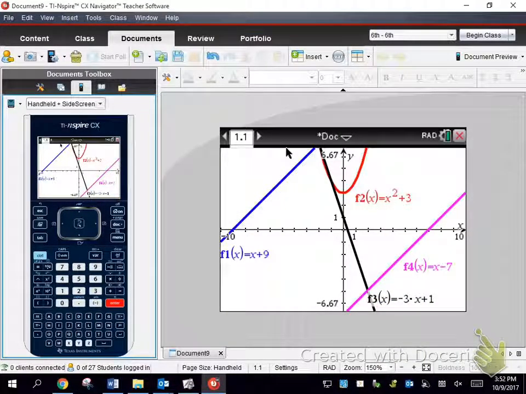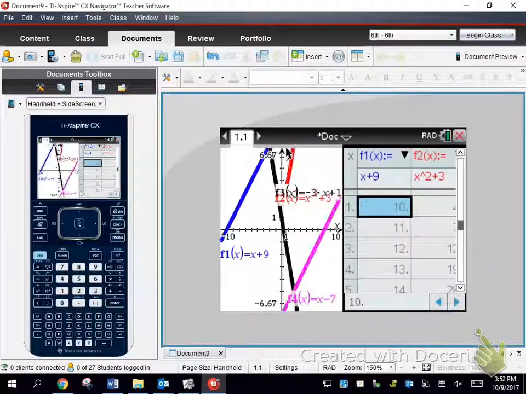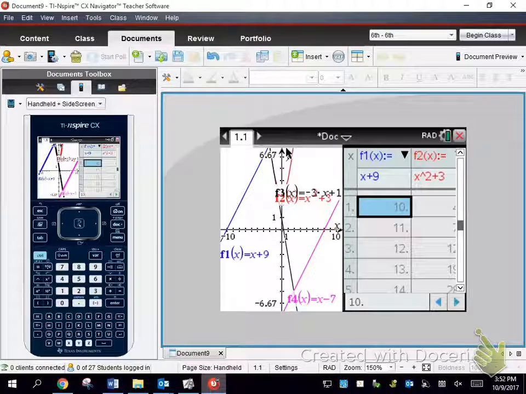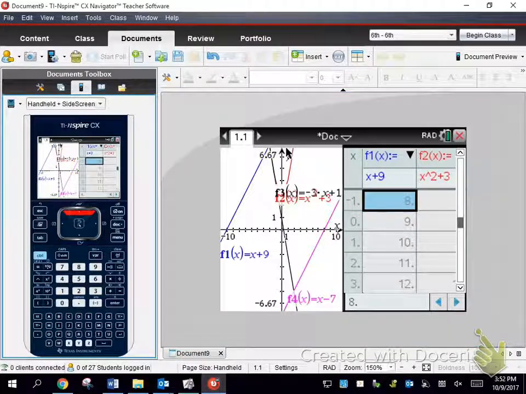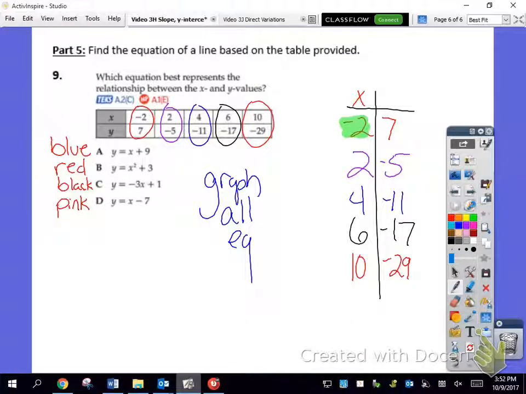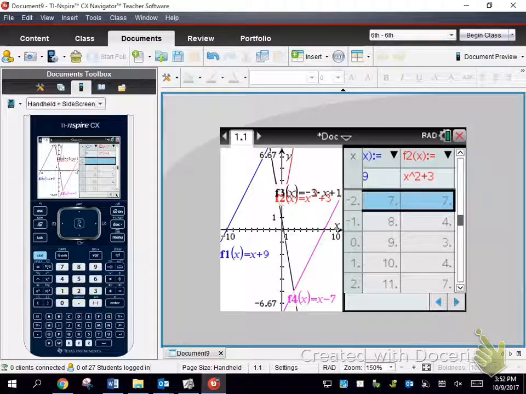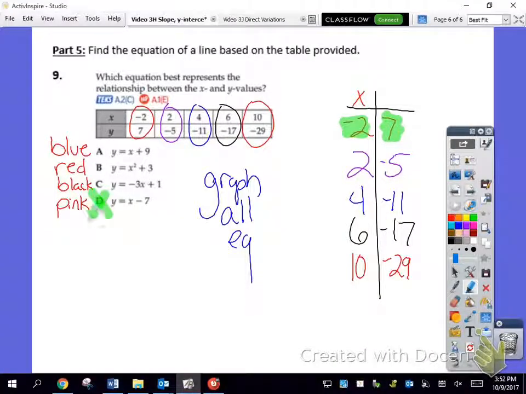Now I will look at my table. So remember, Control T pulls up your tables. Now the first ordered pair, look at the x needs to be negative 2. So I'm going to go to negative 2, so I need to up arrow. Okay, see this is negative 2. Now what value do I want? I want a 7. So I'm going to look at these. 7 is okay. 7 is okay. The black one has a 7. Oh, the pink one does not have a 7, so the pink is gone.